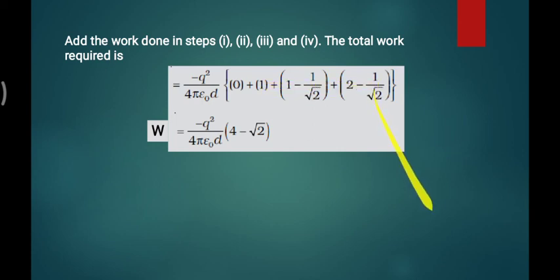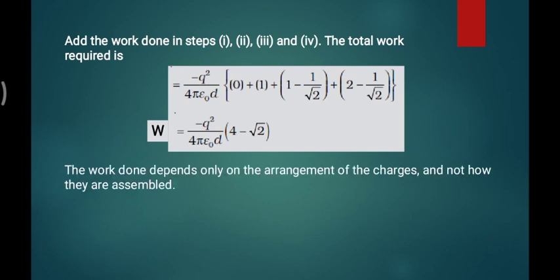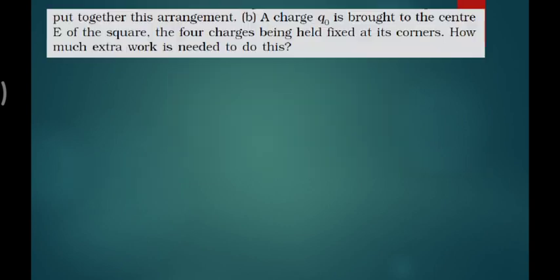This is very easy. Now if you do the simplification, you can see 1, 1, and 2, so this is 1, 1, 2, 2, 2, 4, and with the minus and minus it will be 2. Okay, common out, LCM: 1 plus 1 is 2, so 2 upon root 2 will be root 2 only. So the final work done is equal to minus q square upon 4 pi epsilon 0 d times (4 minus root 2). The work done depends only on the arrangement of the charges and not on how they are assembled. That conclusion we already made also.